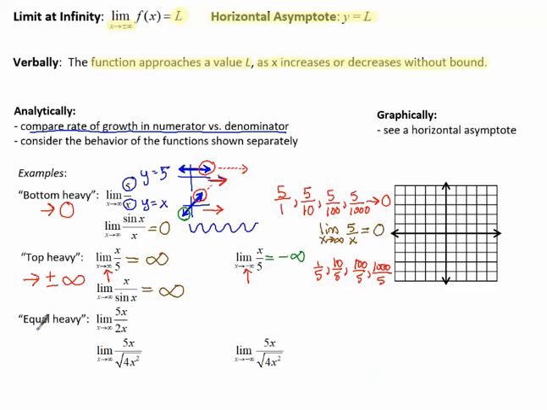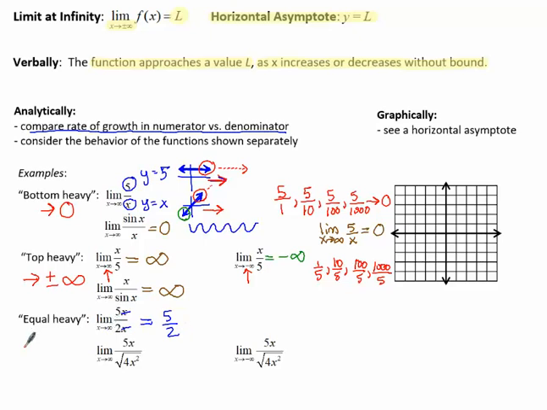What about when they're growing at the same rates? What I like to call equal heavy. Take a look at these very simplified examples. The rate of growth here and the rate of growth here are the same. They're both using the function y equals x, so they're both growing at the same rate. Because this function is very simplified, I can easily just cancel this out, and you can see what we get: 5 over 2.